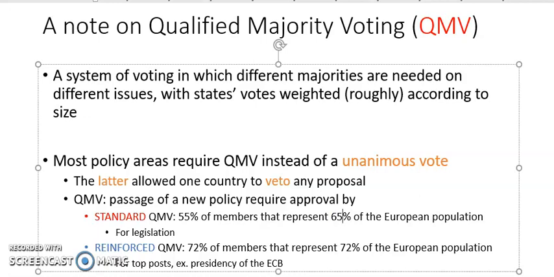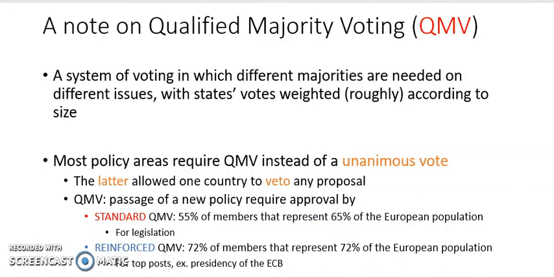On the other hand, for other matters like appointing the head of the central bank, you would need a reinforced qualified majority voting, meaning 72% of the member states need to approve this appointment. And the percentage of members should also reflect the same percentage in terms of the populace, okay, in terms of the number of European people that they represent.